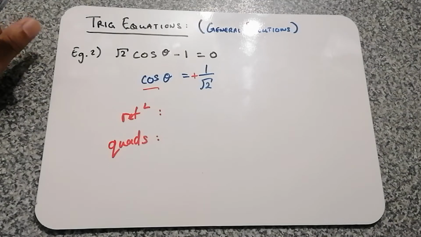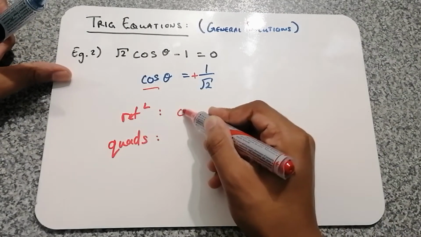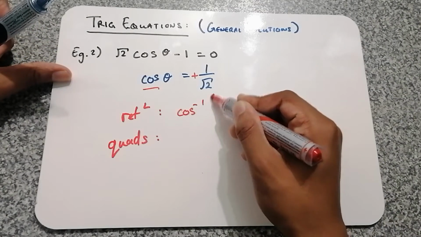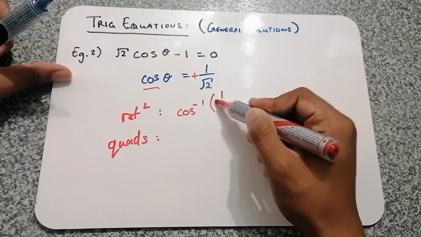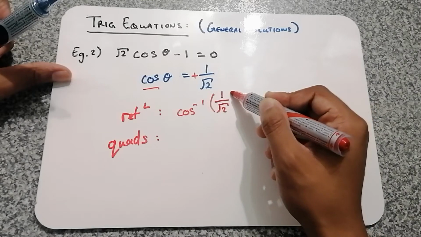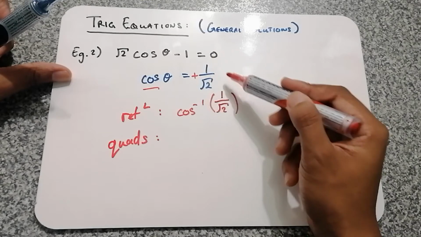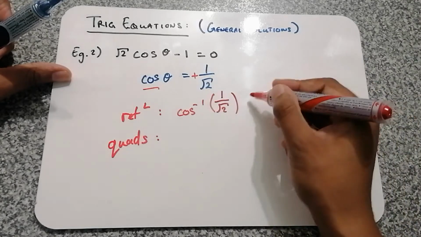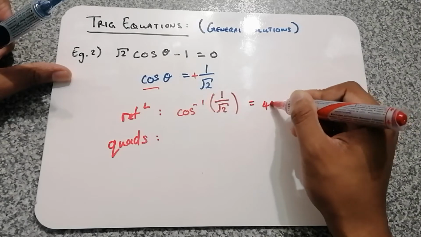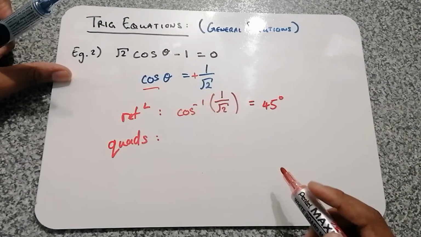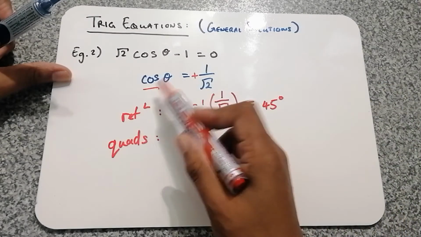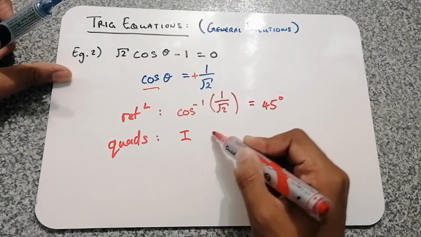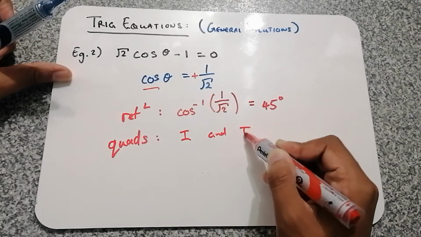Now, the reference angle, we're just going to say shift cos of whatever we have here, 1 over root 2. If there was a negative, you would just include the positive value there, but this is already positive. So this should be equal to 45 degrees. And then the quadrants where cos is positive is the first and the fourth quadrant.